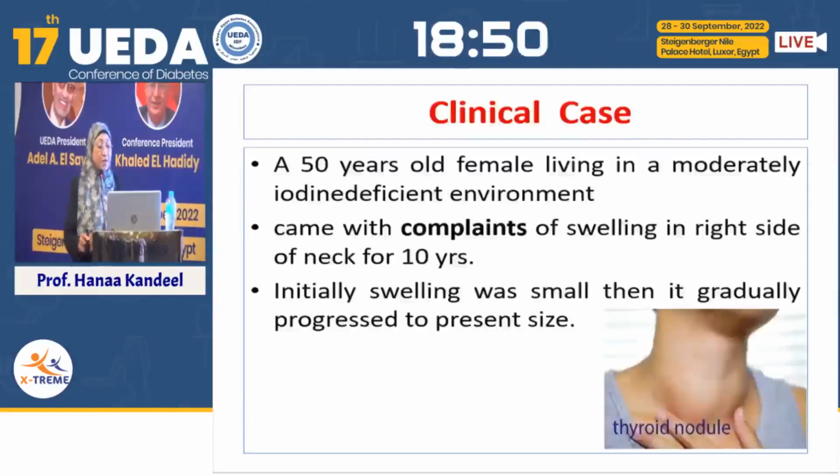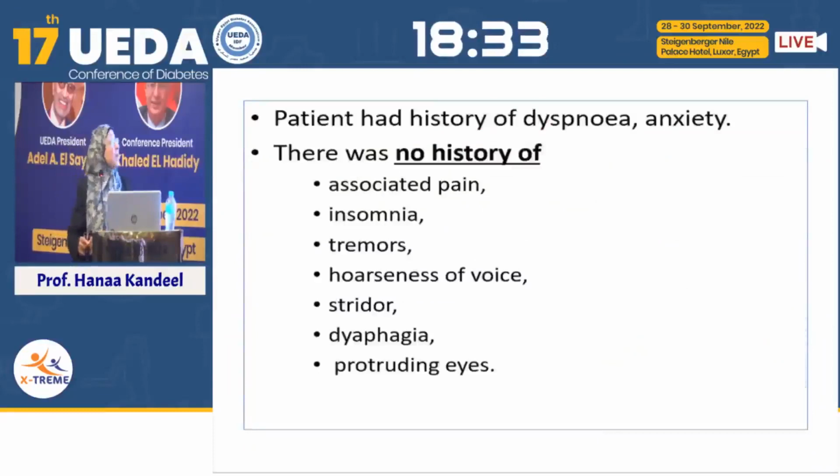This patient is a 50-year-old female living in a moderate iodine deficiency environment, who came with a complaint of swelling in the right side of the neck for 10 years. Initially, the swelling was small, then gradually and progressively increased. The patient has a history of dyspnea and anxiety, and there was no history of associated pain, insomnia, or tremor.